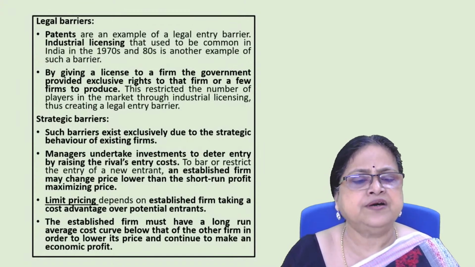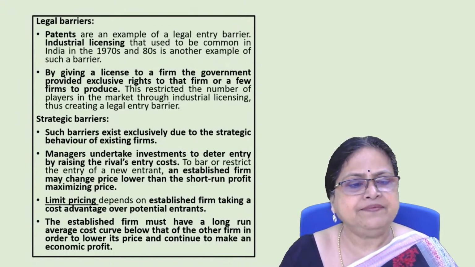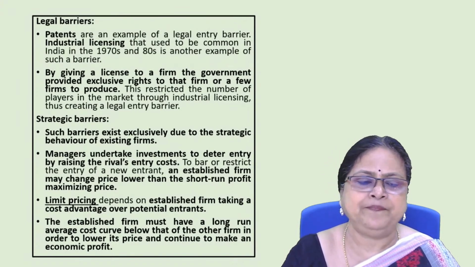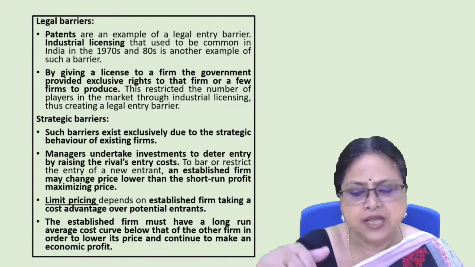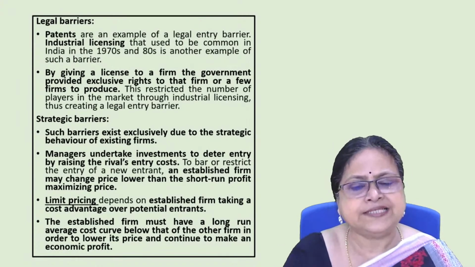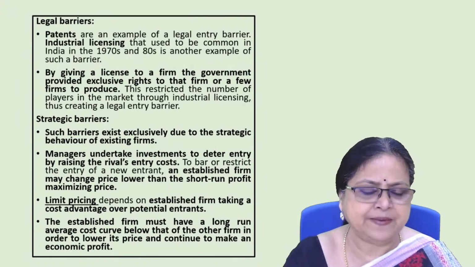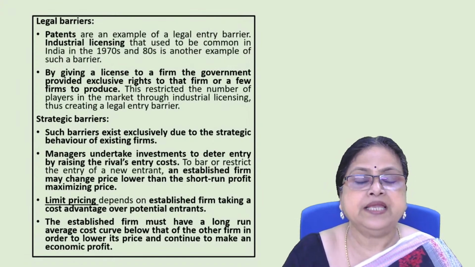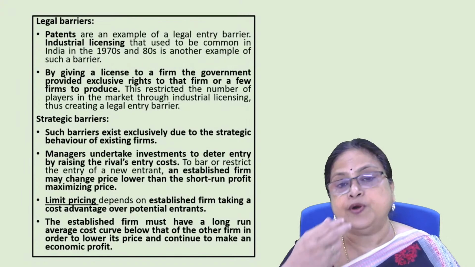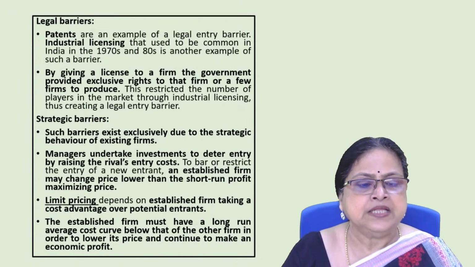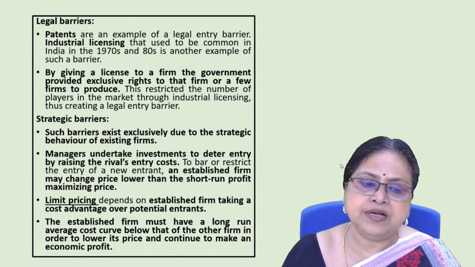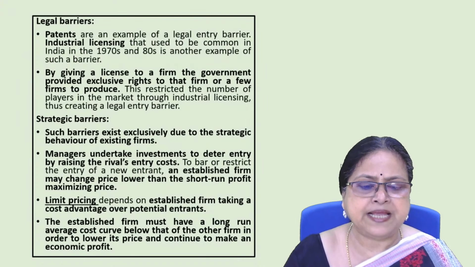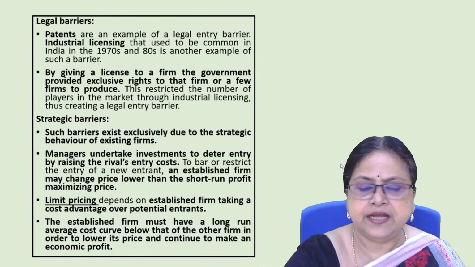To bar or restrict the entry of a new entrant, an established firm may set the price lower than the short-term profit maximizing price. That is known as limit pricing. It will reduce the price below the short-run profit maximizing price. Limit pricing depends on the established firm having a cost advantage over potential or new entrants. The established firm must have a long run average cost curve below that of the other firm in order to lower its price and continue to make an economic profit.